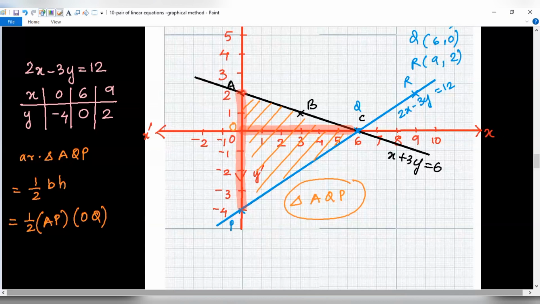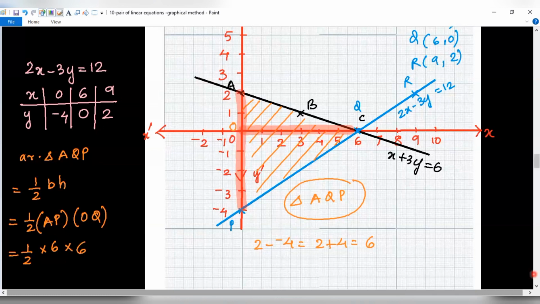Now, what is AP? The distance between the point 2 and -4. So it is 2 minus -4, that is 2 plus 4, that is 6. 6 units is the base. Or we can count 1, 2, 3, 4, 5, 6. See, 6 units are there in between A and P. So it is 6. Next is OQ, this distance. This is 0 and this is 6. So it is a 6 unit distance, no? Or we can count 1, 2, 3, 4, 5, 6. So this is also 6.